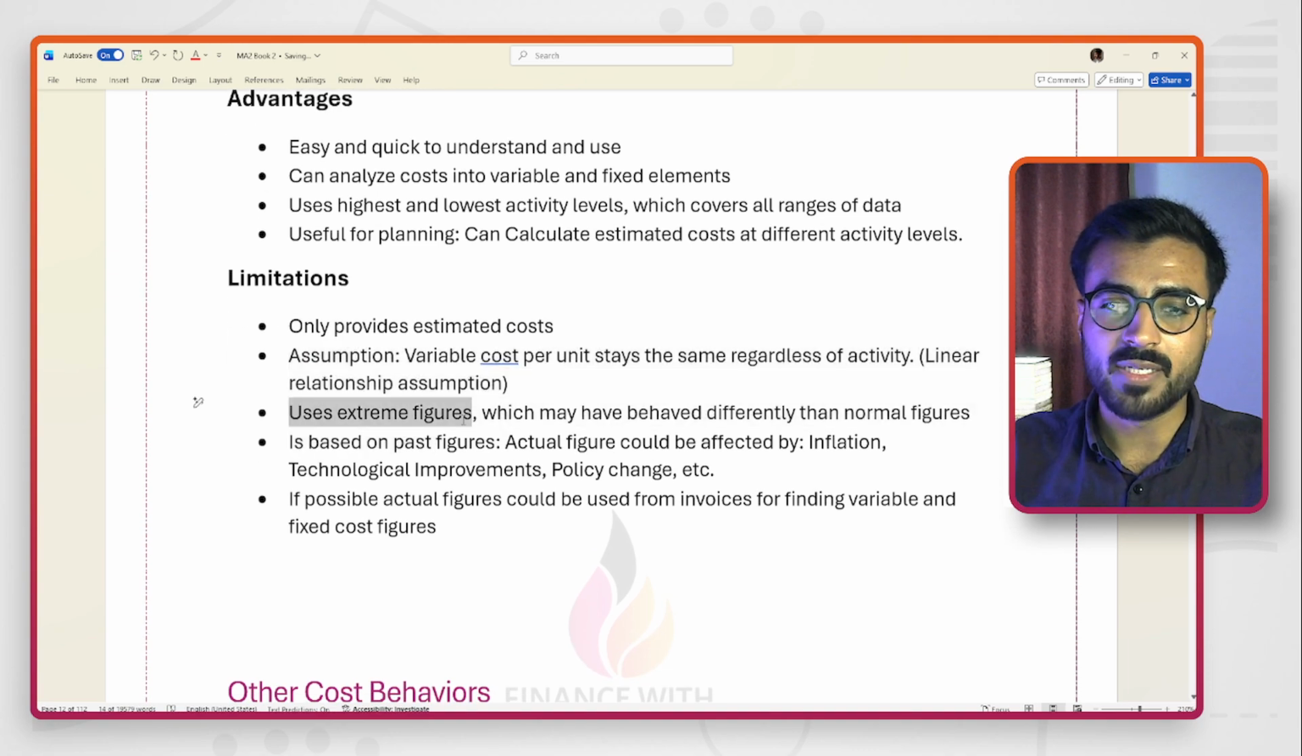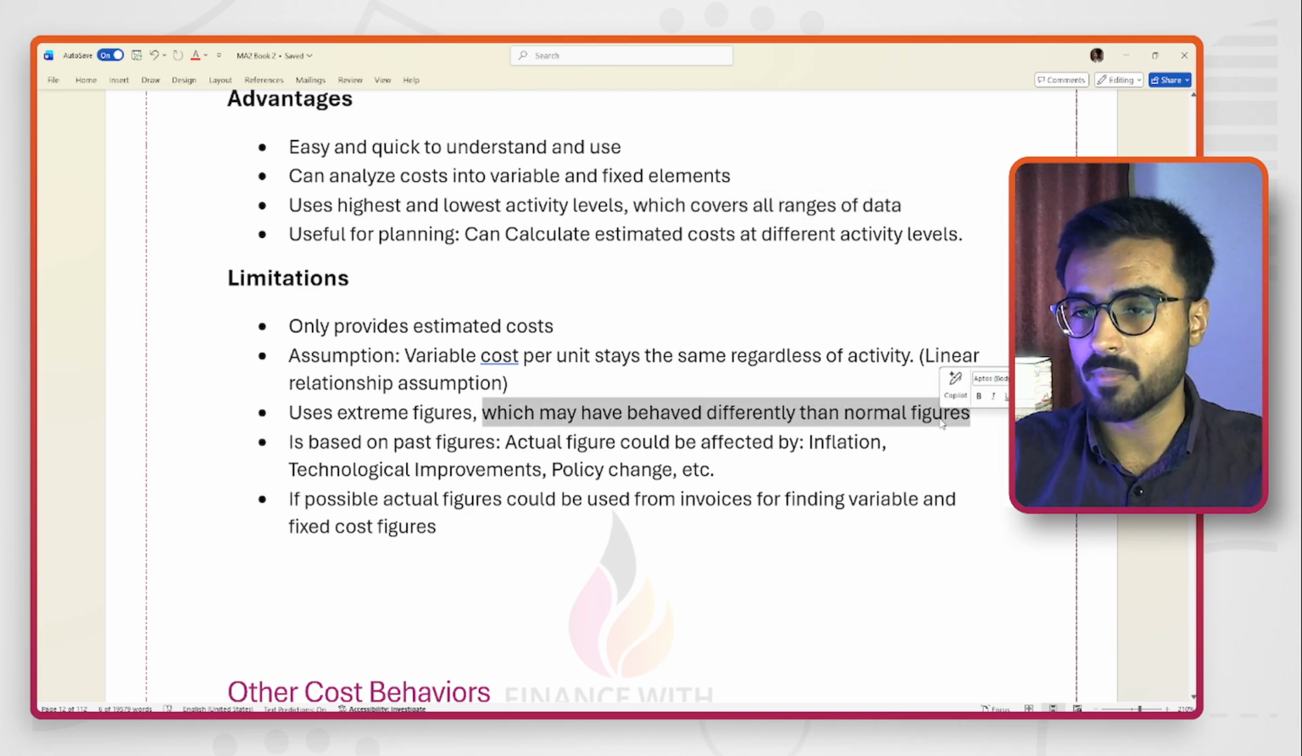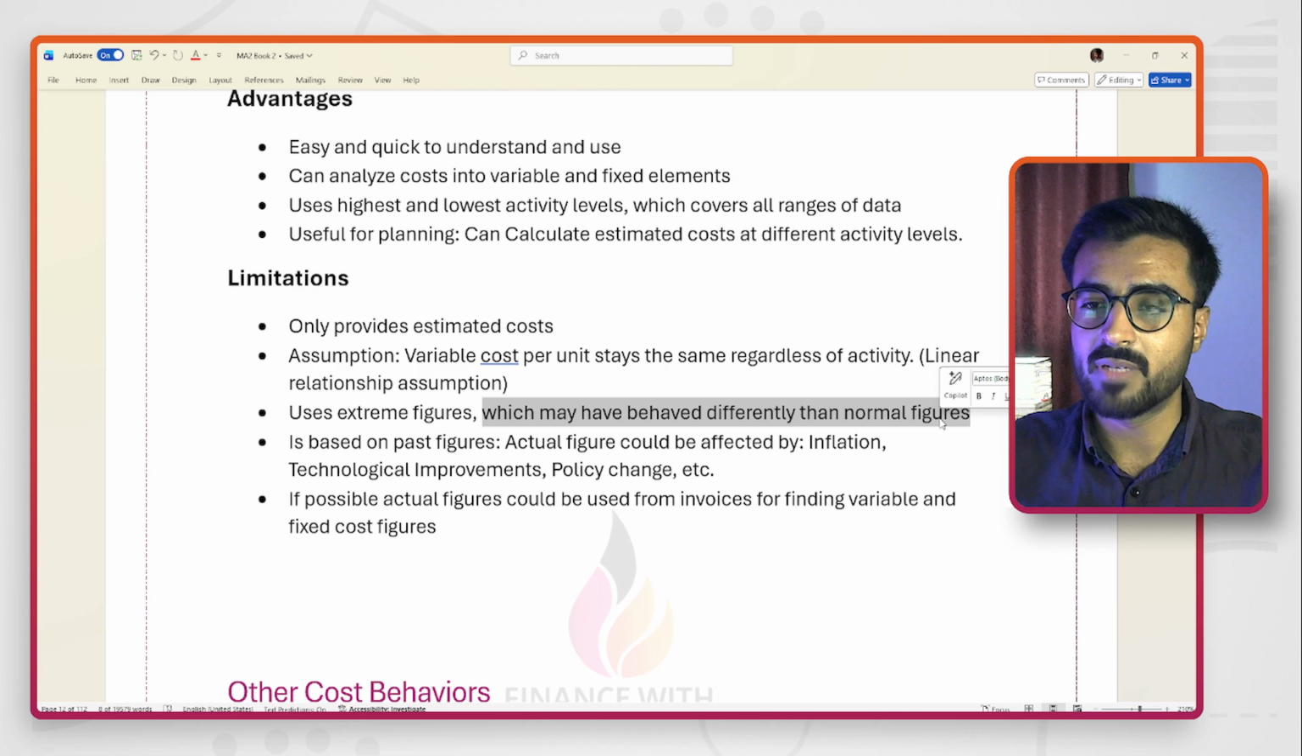This is an assumption which is mostly not true. Then it uses extreme figures. So highest and lowest, these are extreme figures, which does come with a benefit because it covers all ranges of data and the behaviors across those ranges. But it is also of course a limitation, because if you use the extreme figures, they may have behaved differently than normal figures. So maybe you have obtained a very big discount that has distorted the total cost at the highest activity level, and if you forecast at the normal activity levels, then maybe you could end up with a lower total cost than what it could actually result in.